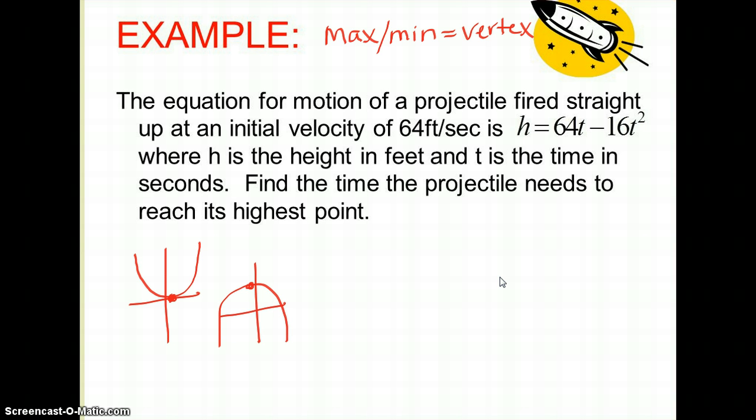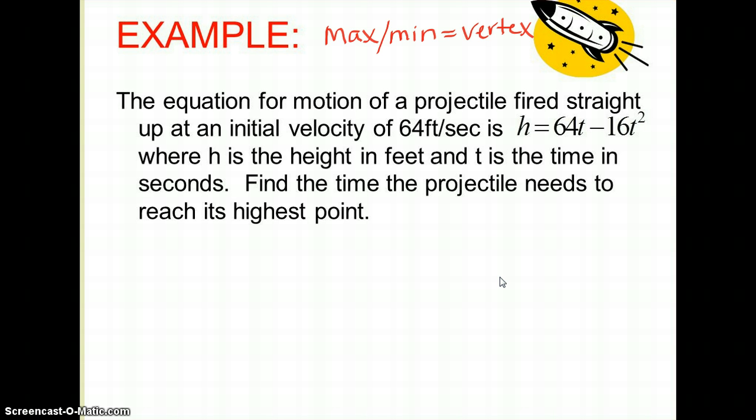If you look down here at the bottom, if it is opening up, my vertex is a minimum because that's the lowest point that graph will go to. If my parabola opens down, the vertex happens to be a maximum because that's the highest point my graph will go to. Okay, so what we're going to do here, they give me the equation, and I don't need a graph of it to tell whether it's going to go up or down. I just need to know what a is.